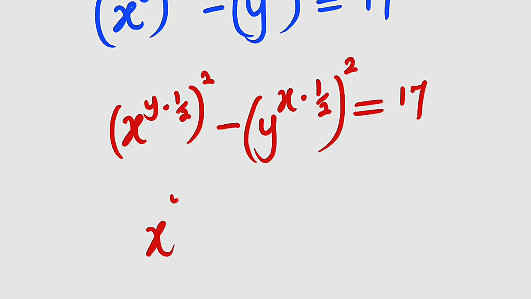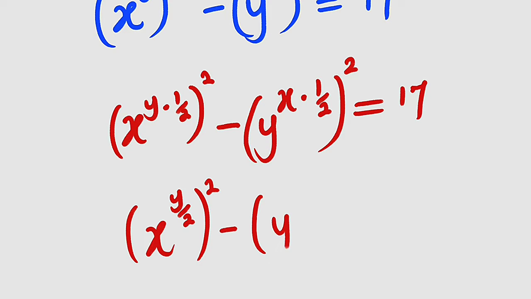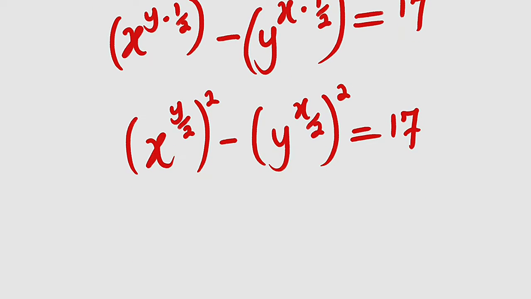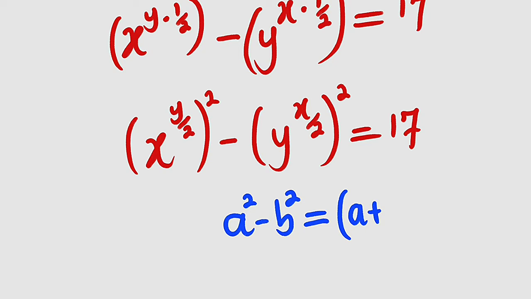x raised to the power of y divided by 2, all raised to the power of 2, minus y raised to the power of x divided by 2, also raised to the power of 2, and this is equal to 17. And this is nothing but a difference of two squares. What can you remember about the difference of two squares? Suppose we have a squared minus b squared. This is equal to a plus b, multiplied by a minus b, if you want to factorize it.